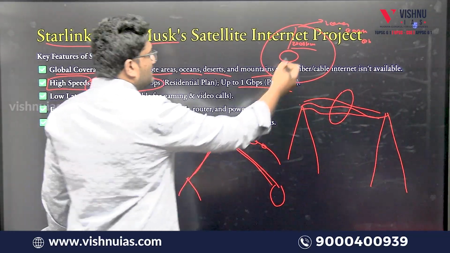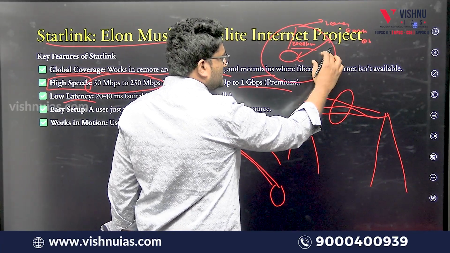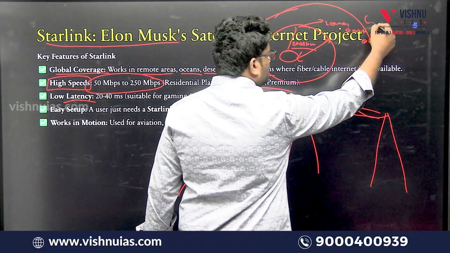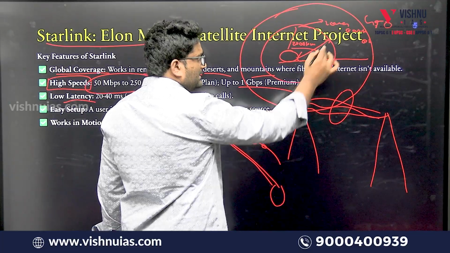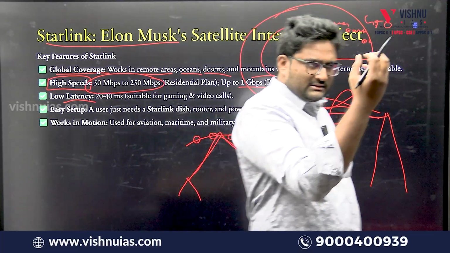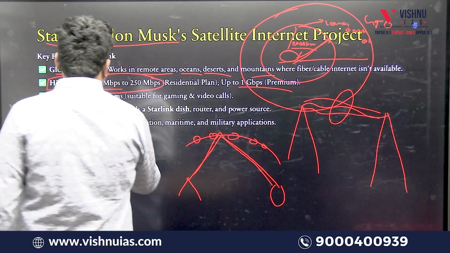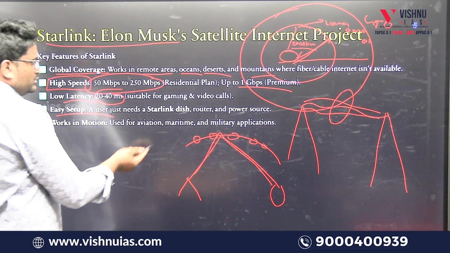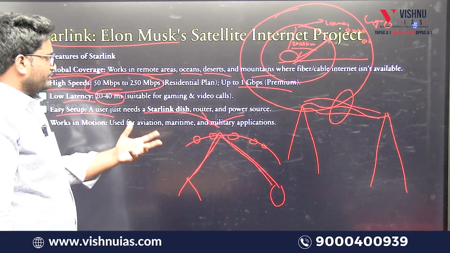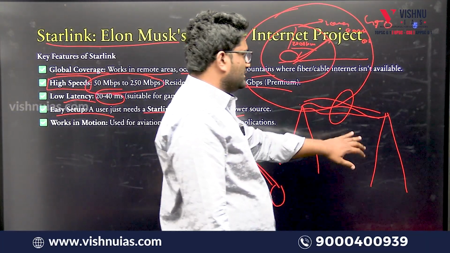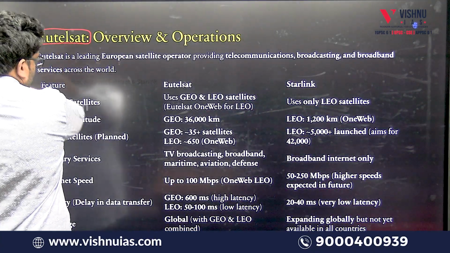Why low latency? The distance between Earth and low Earth orbit is less compared to geostationary orbit or geotransfer orbit. So the signal travels a shorter distance from here to there, and the latency is also very low. It's very fast, 20 to 40 milliseconds. It is easy to set up, you just need a dish and a power source. It works in motion, so it can even be used in cars, everything.